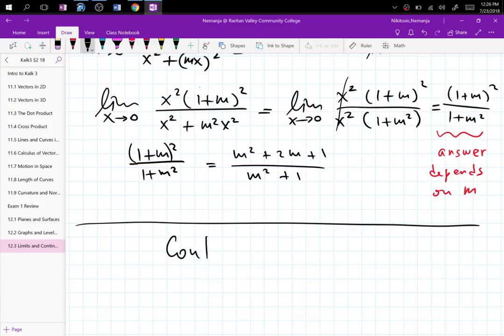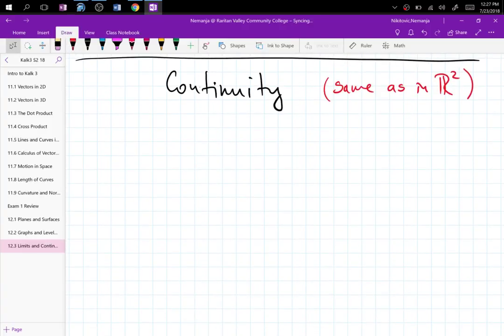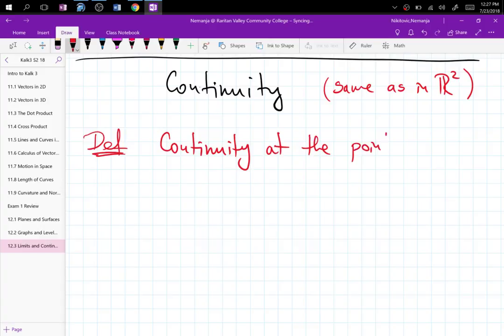Continuity. I should just end this by writing over here the same as in R2 and just move along. But then, since I'm the best instructor in the galaxy, I'm going to write out the stuff. I know it's objective. It shouldn't be. Definition: continuity at the point P.